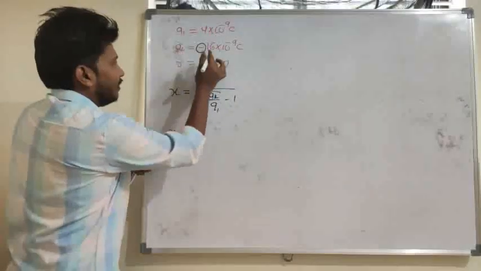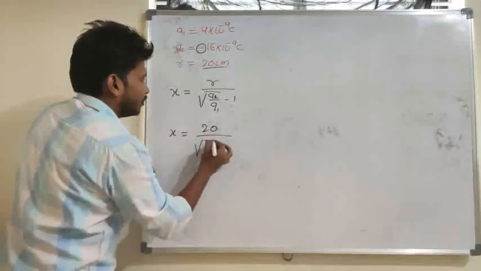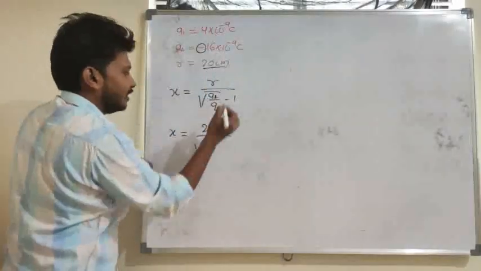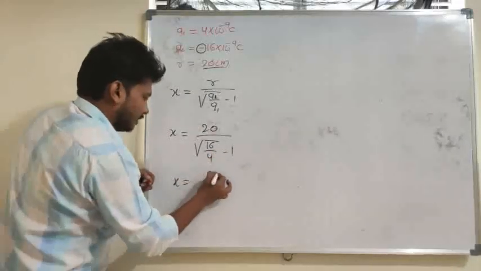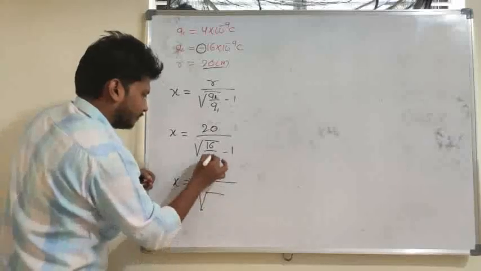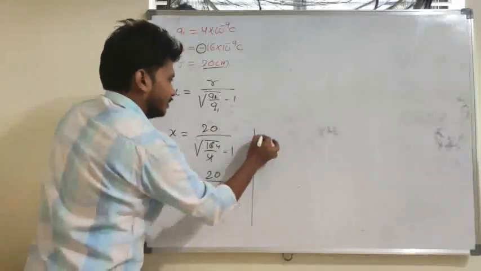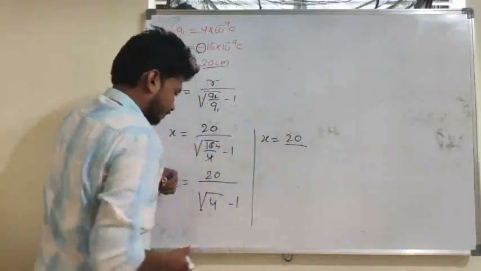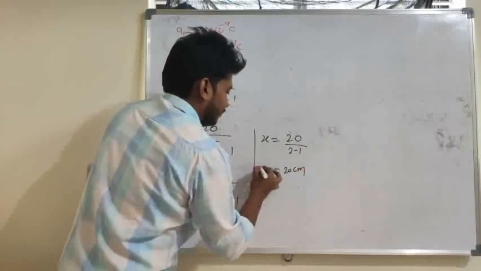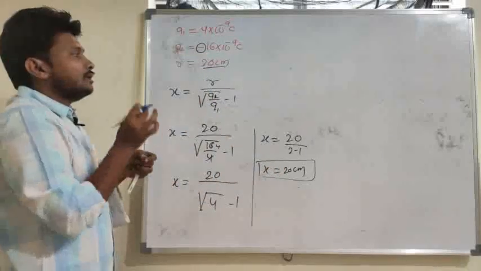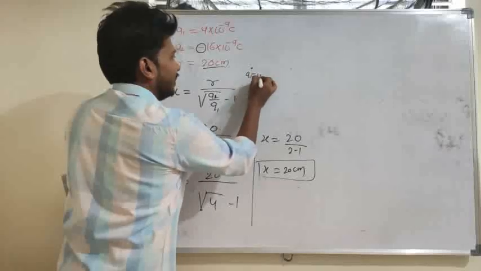I will take the r value as how much? 20 centimeter. I will keep it in centimeter only. Q2 value is how much? 16 into 10 to the power of minus 9, which will cancel out here. Minus 1. So x is equal to square root of 4 minus 1. So x is equal to 20 divided by 2 minus 1. So x is equivalent to 20 centimeter from the small charge. From the small charge, at what distance are you getting zero electric field here?